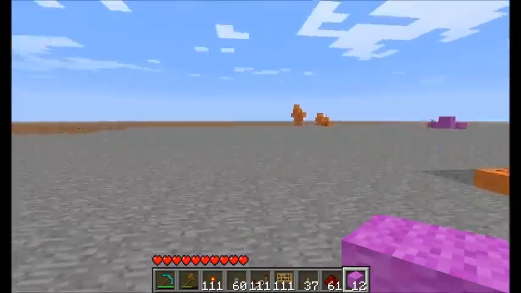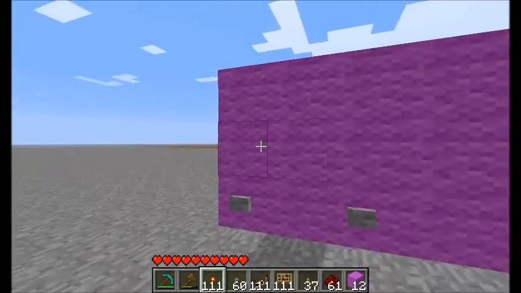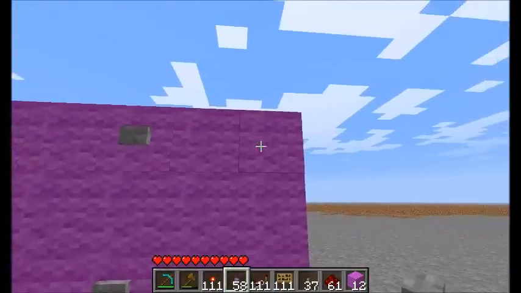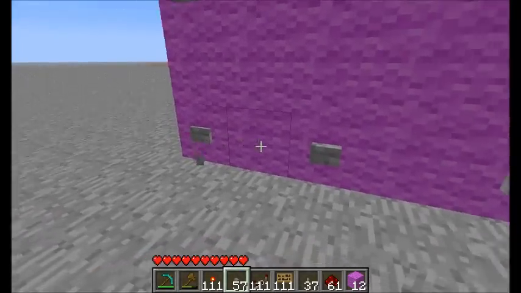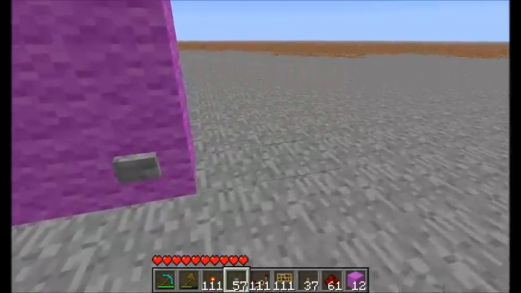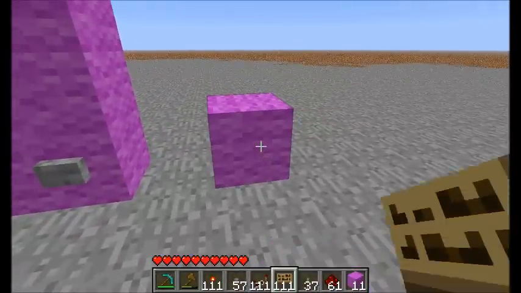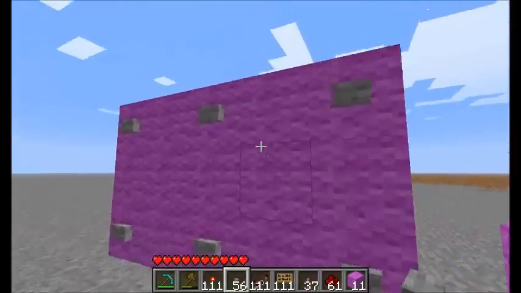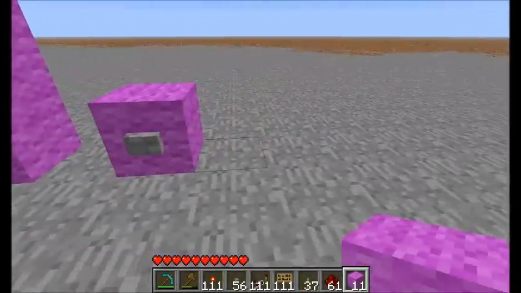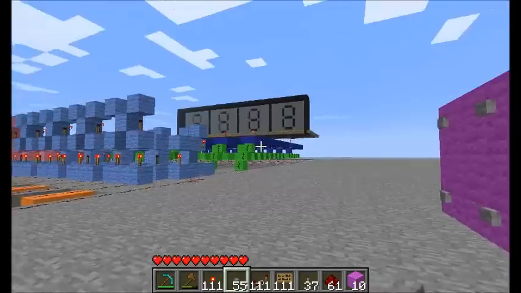So kind of like something like this, where you do like 1, 2, 5 or whatever, and then you'll have a plus button over here. You hit plus, and then you do the second number, and then you'll hit equals, and then it'll come up.